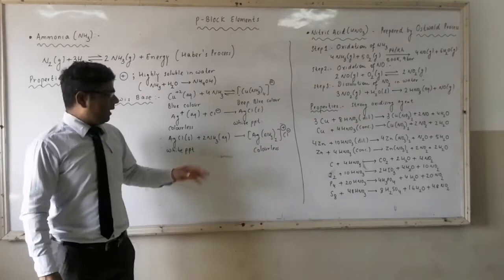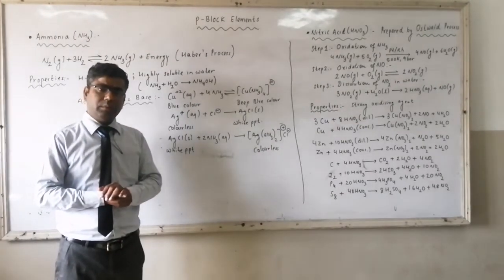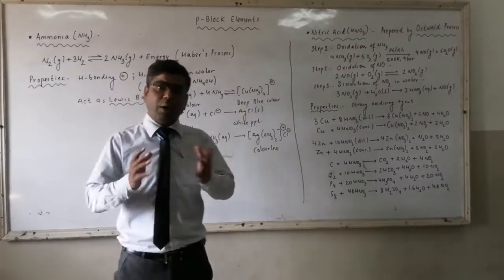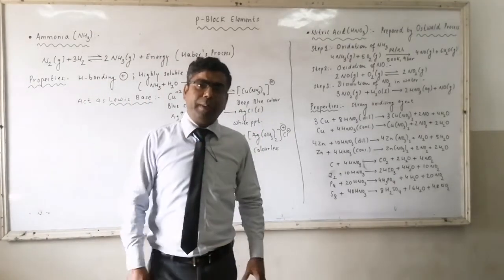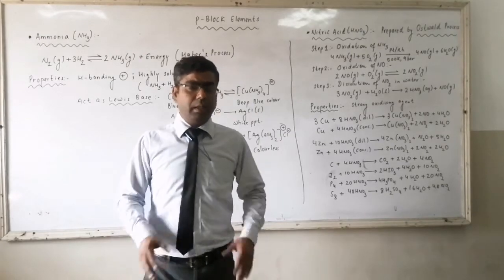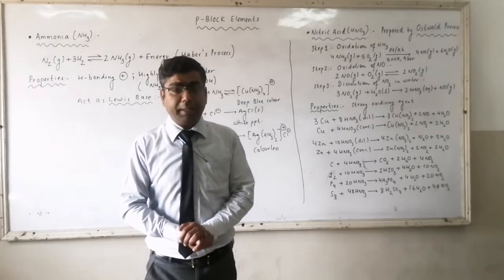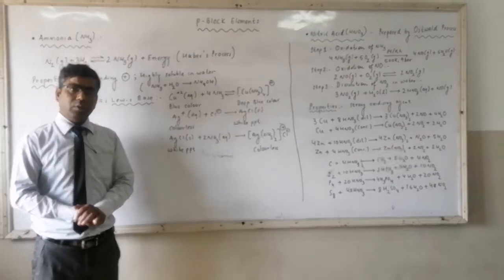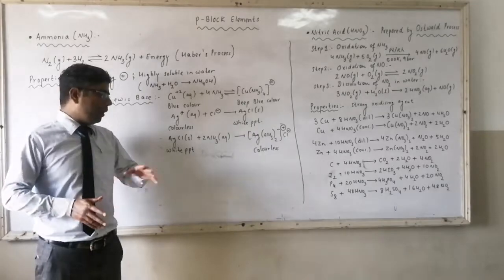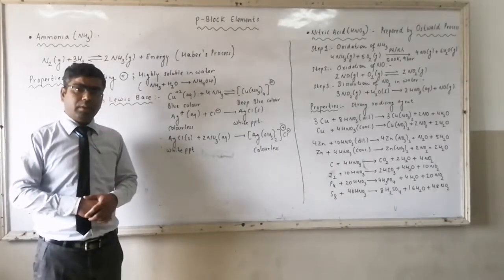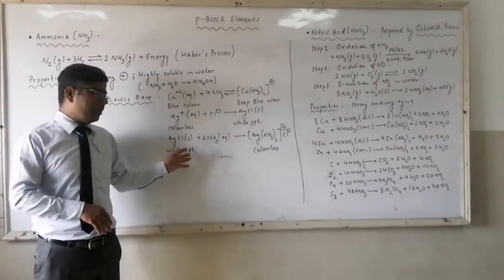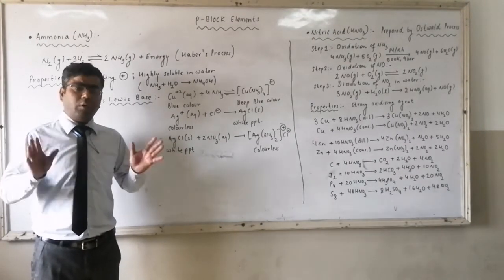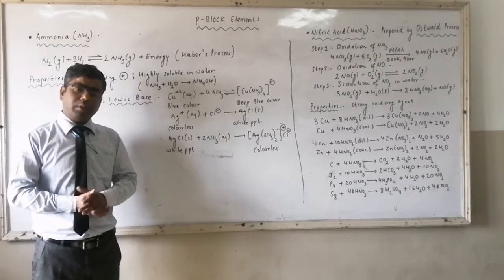Then we have the next one: AgCl is insoluble in water. Suppose in a chemical reaction AgCl is formed. Being an insoluble compound, it will form a precipitate. The color is white, so we will obtain a white precipitate. But if the same AgCl precipitate is added to ammonia, then this precipitate gets dissolved. What's the reason?